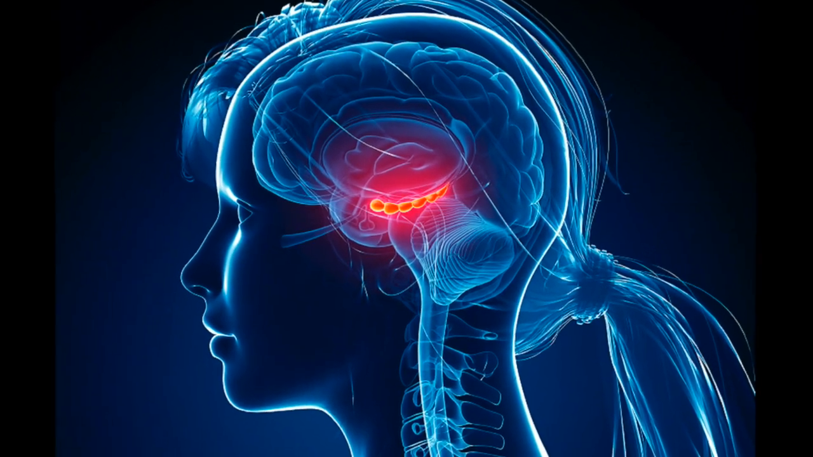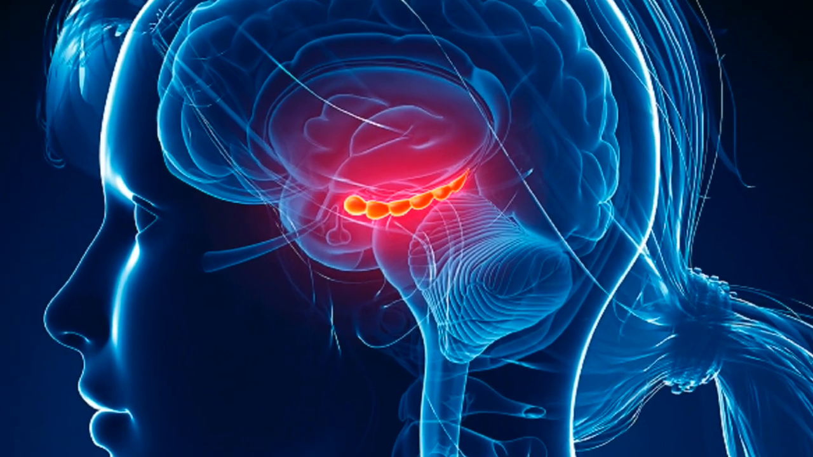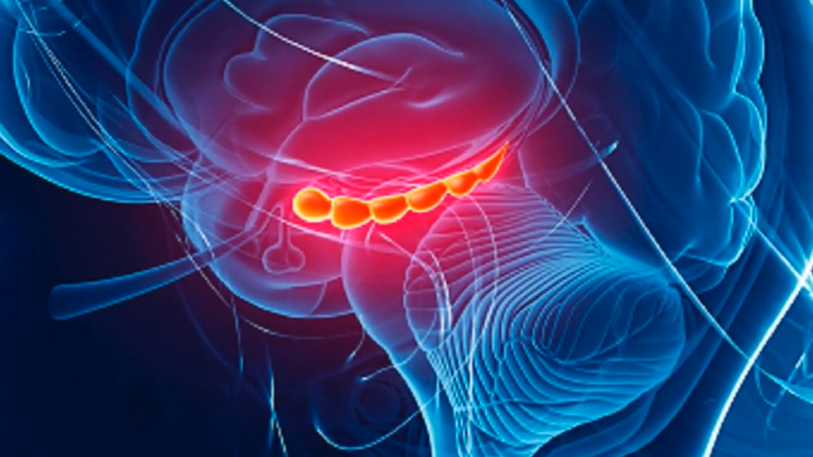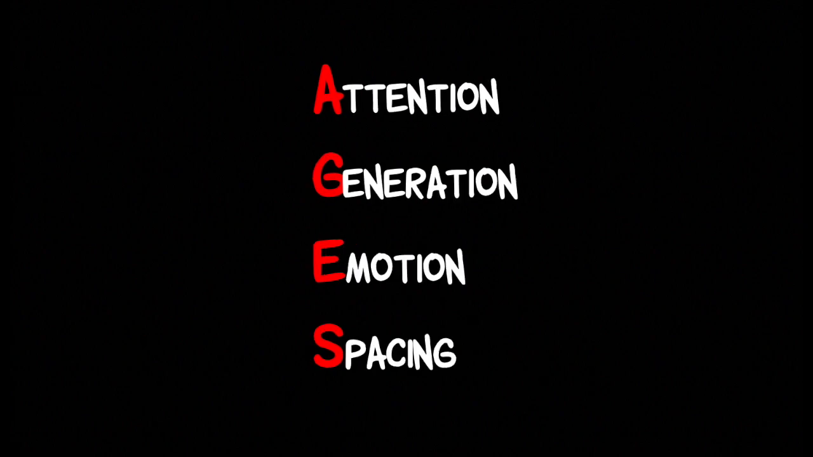The hippocampus needs to be activated in order for this to take place, and the AGES model provides insight into how we can activate this important region of the brain in order to achieve optimal learning. The acronym AGES stands for Attention, Generation, Emotion, and Spacing. These are 4 essential elements of successful learning retention.